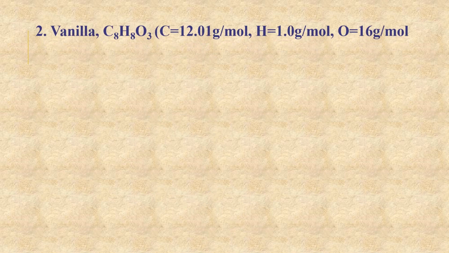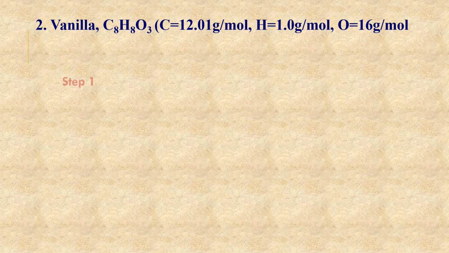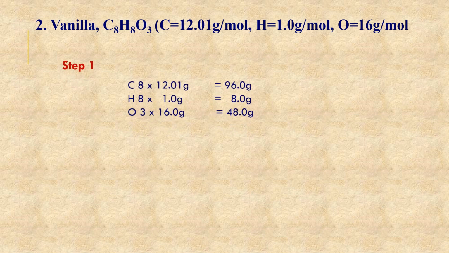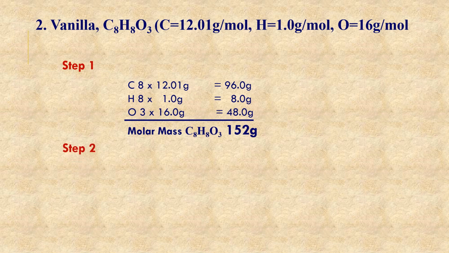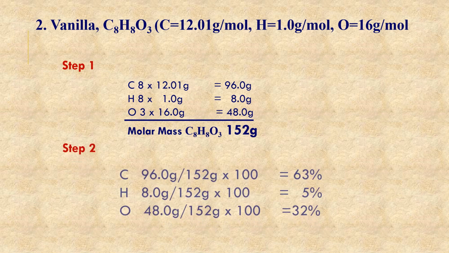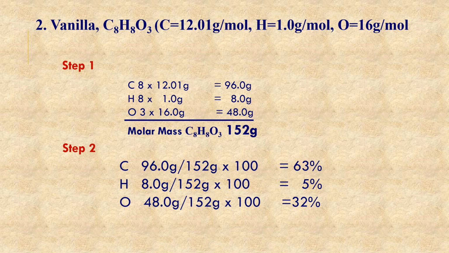For number 2, vanillin. Step 1, carbon is 96 grams, hydrogen is 8 grams, and oxygen is 48 grams. The molar mass of vanillin is 152 grams. Let's find now the percentage composition of each element. For carbon, we have 63%, hydrogen 5%, and oxygen 32%. So we have a total of 100%.